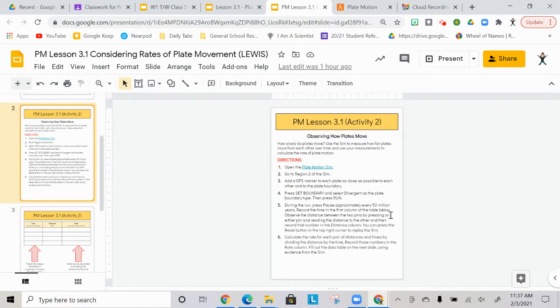During the run, press pause approximately every 50 million years. Record the time in the first column of the table below. Observe the distance between the two pins by pressing on either pin and reading the distance to the other, and then record that number in the distance column. You can press the reset button in the top right corner to replay the sim.